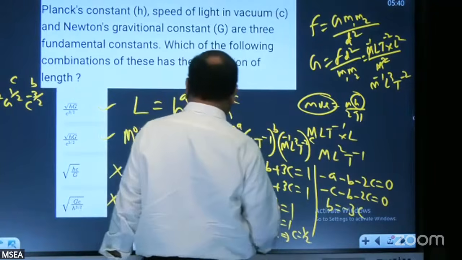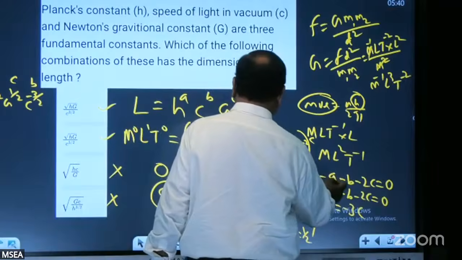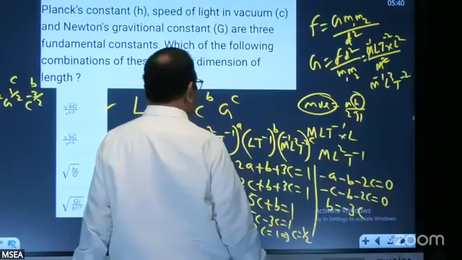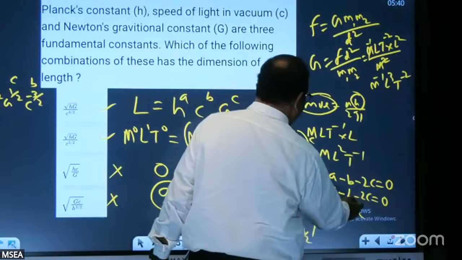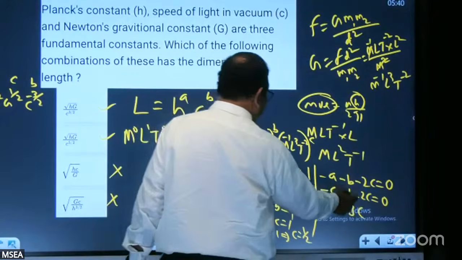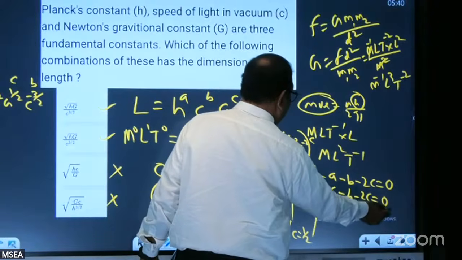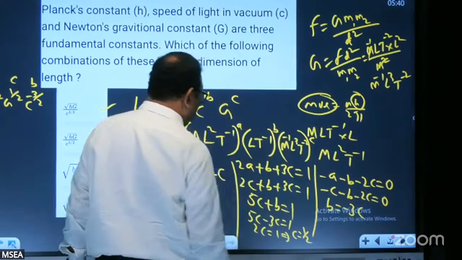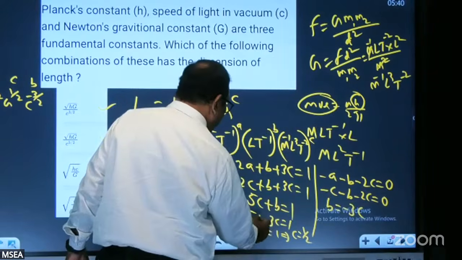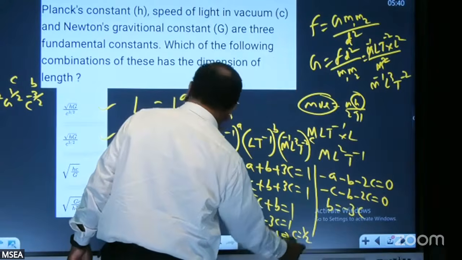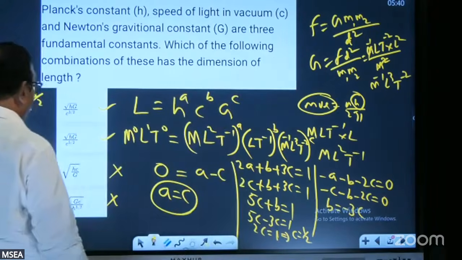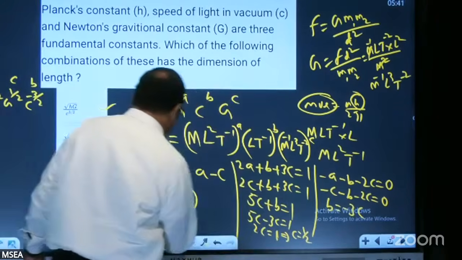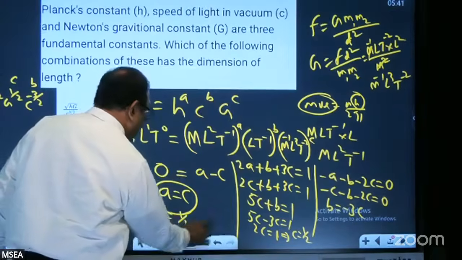Okay, that's right. Now let us take T power minus A minus B and also minus 2C. Minus A minus B minus 2C is equal to 0. Minus A is equal to C, so minus C minus B minus 2C, or B is equal to minus 3C. Then 2C is equal to 1, or C is equal to 1 by 2. Yes, of course. Then A is equal to 1 by 2 or C is equal to 1 by 2, it's right.